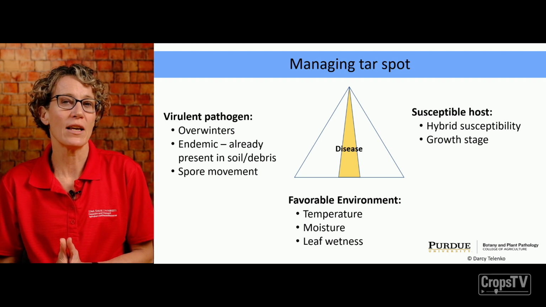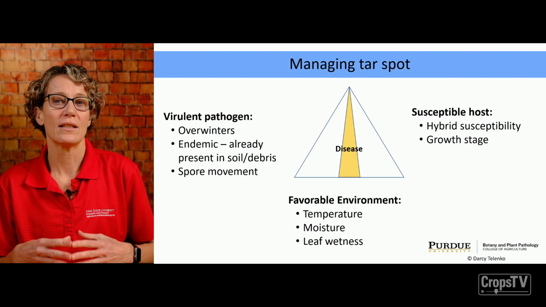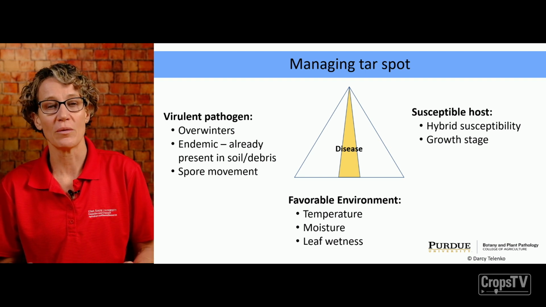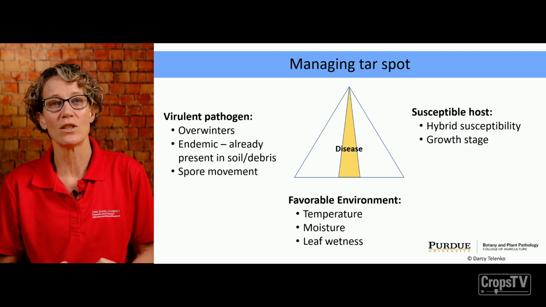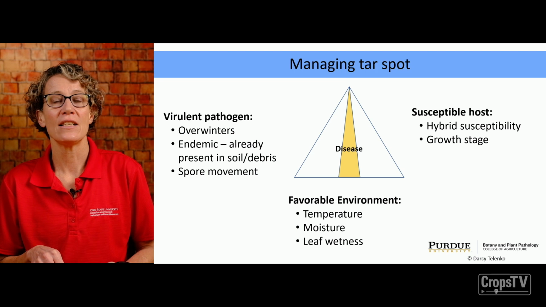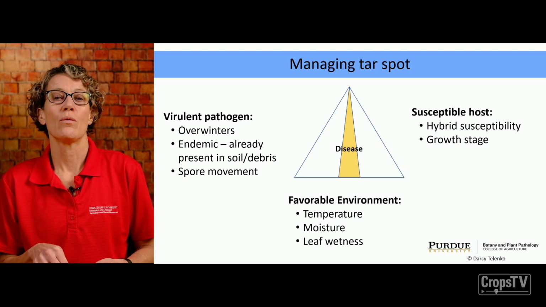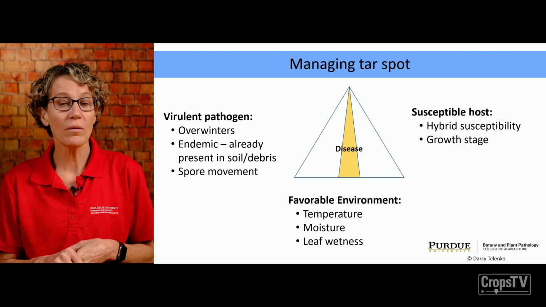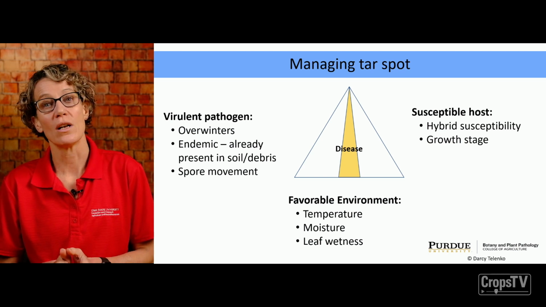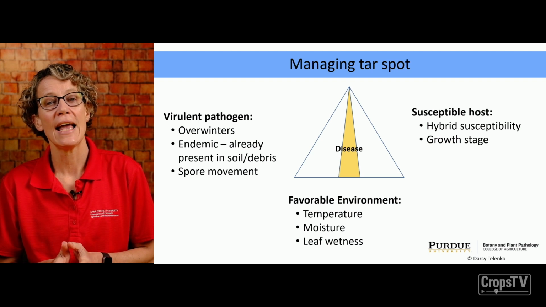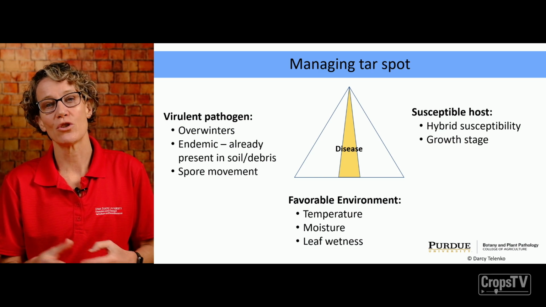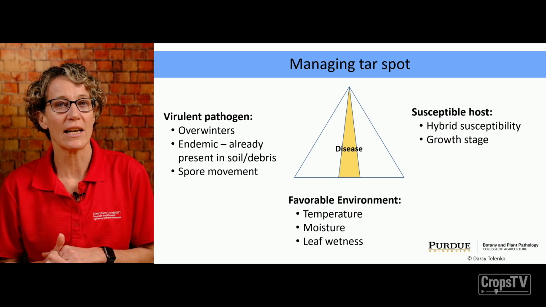So remember, when we're thinking about managing tar spot, this takes us back to the disease triangle. So we have this virulent pathogen. We know that it can survive the winter in Iowa. We know that it's present in every state in Iowa. And we know that it can move. We also have corn planted across the state, and corn is susceptible to this pathogen. I'll talk a little bit about hybrid susceptibility. And we also know that corn is susceptible to infection by this pathogen at all growth stages.